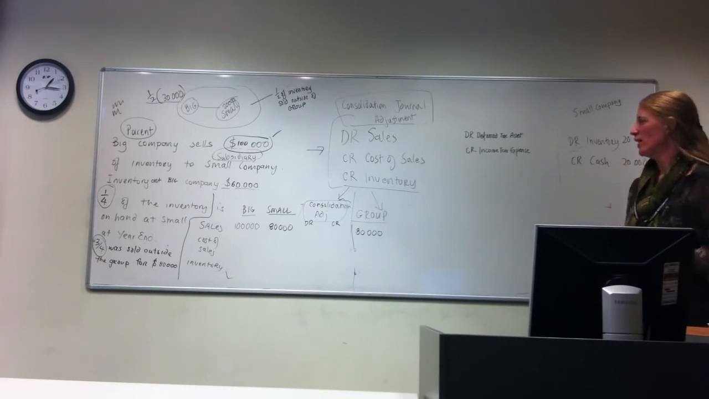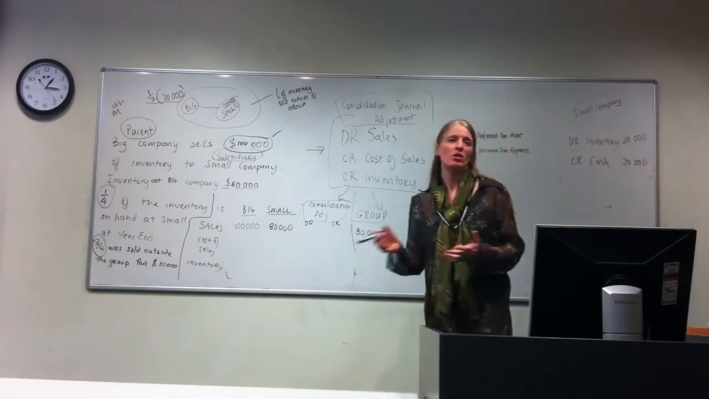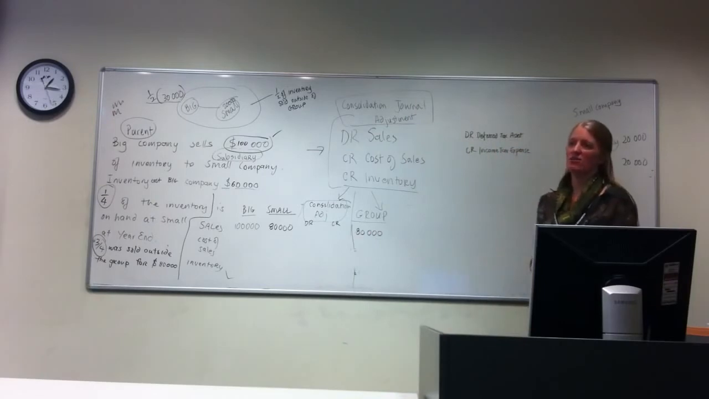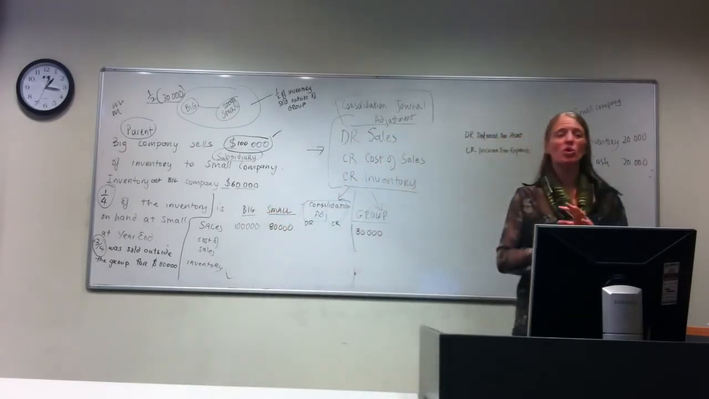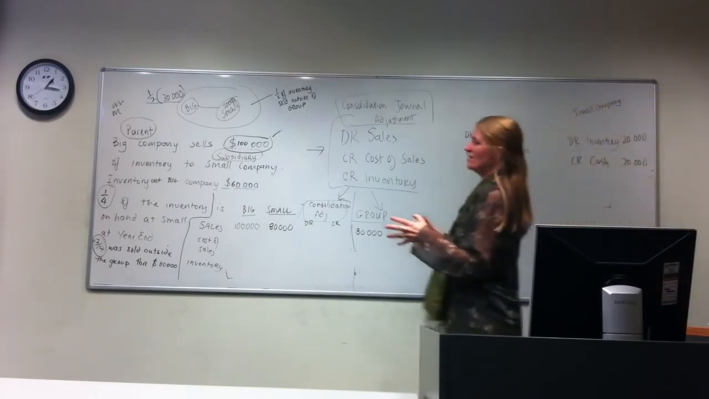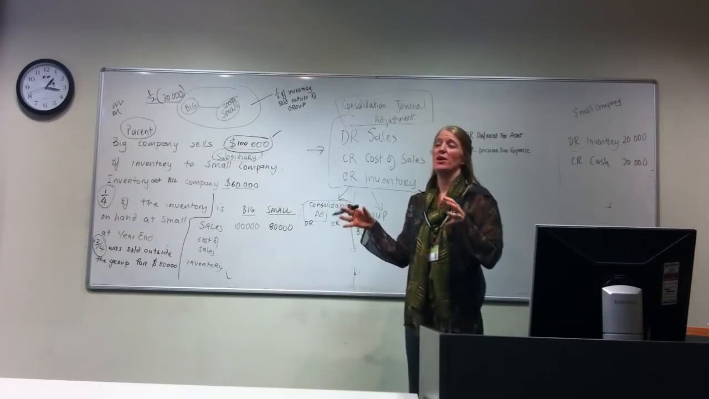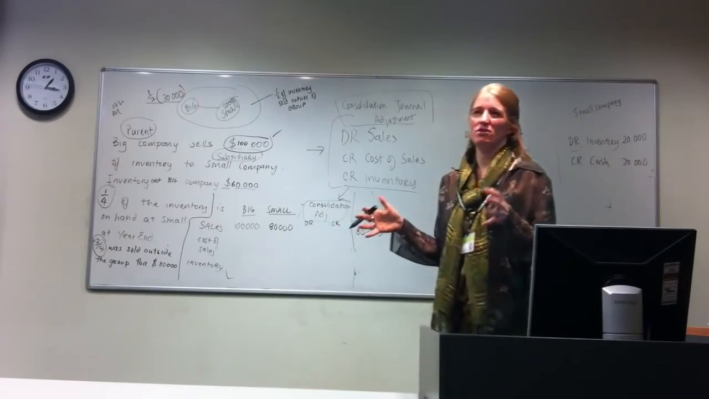So we're only recognizing, if we've received $80,000 from someone outside of the group for inventory, that's our sales for the group. The fact that we had 100,000 taking place between big and small is not of any interest for the group. We're not recognizing transactions that have taken place within the group. The group has not made any profit from those transactions.